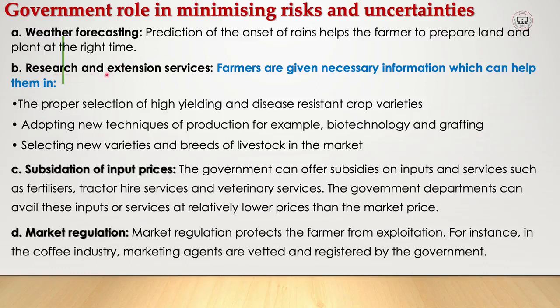Apart from that, research and extension services. Farmers are given necessary information which can help them in the proper selection of high-yielding and disease-resistant crop varieties. Once the research is done, the farmer will also be able to adopt new techniques of production. For example, biotechnology and grafting, selecting new varieties and breeds of livestock in the market.